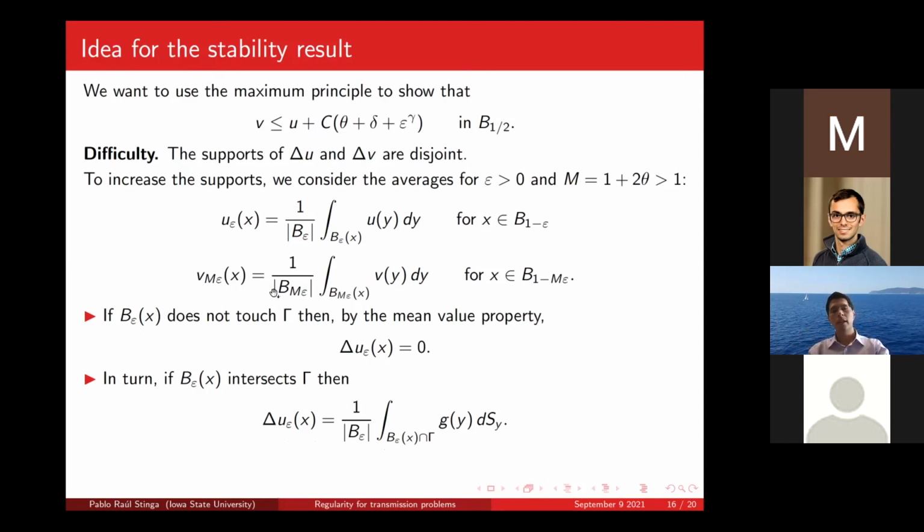Now for V, I do the same, but with larger balls. So remember, the Laplacian of V is supported below the Laplacian of U. But then if I use this m epsilon to increase the support of the Laplacian of V, I will be engulfing the support of the Laplacian of U, which is shorter. This is why these balls are bigger. And this is because gamma is very close to the flat plane. So the support of the Laplacian of U epsilon is engulfed by the support of the Laplacian of V m epsilon. And now, since one support is contained in the other, I can compare them.